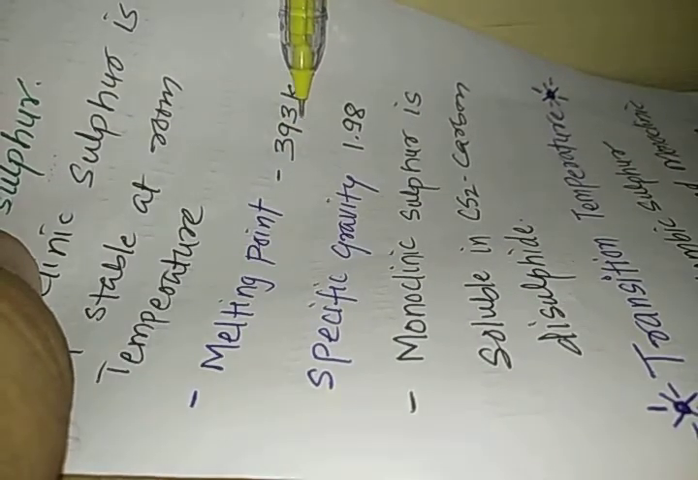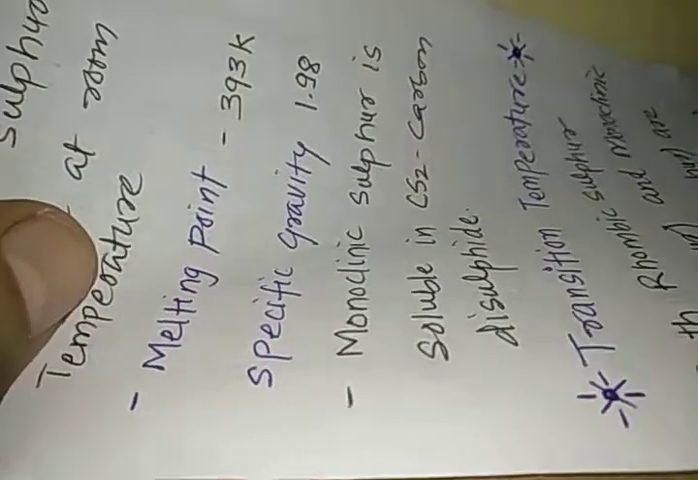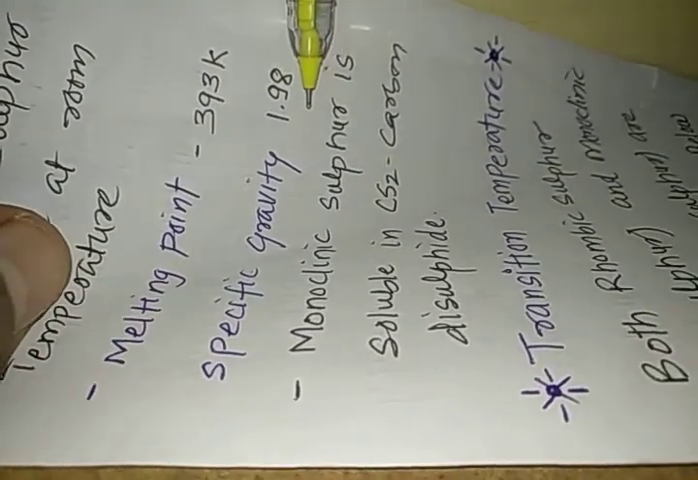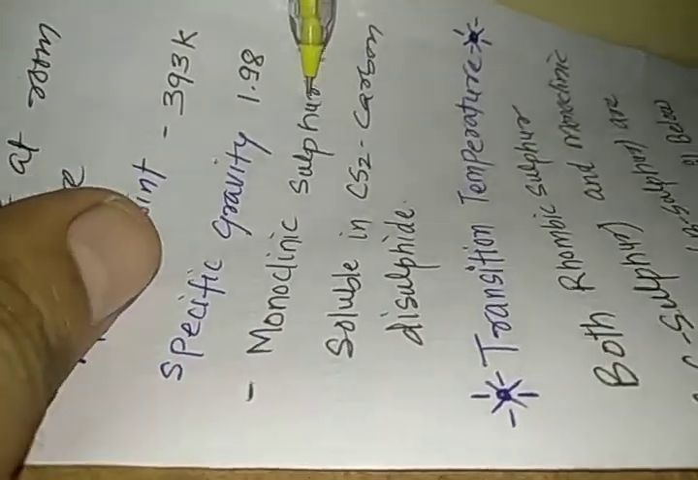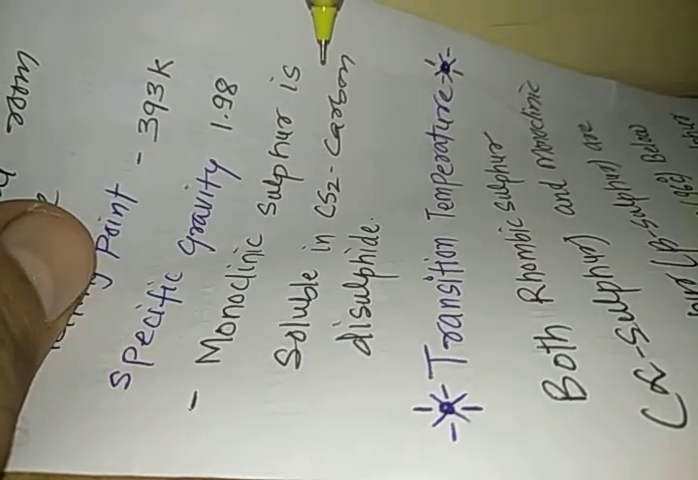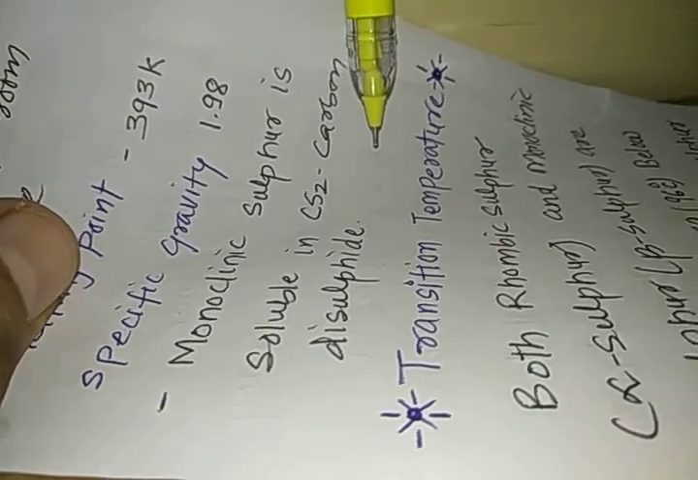Monoclinic sulfur is not stable at room temperature. The melting point of monoclinic sulfur is 393 Kelvin. The specific gravity of monoclinic sulfur is 1.98. Monoclinic sulfur is soluble in carbon disulfide.